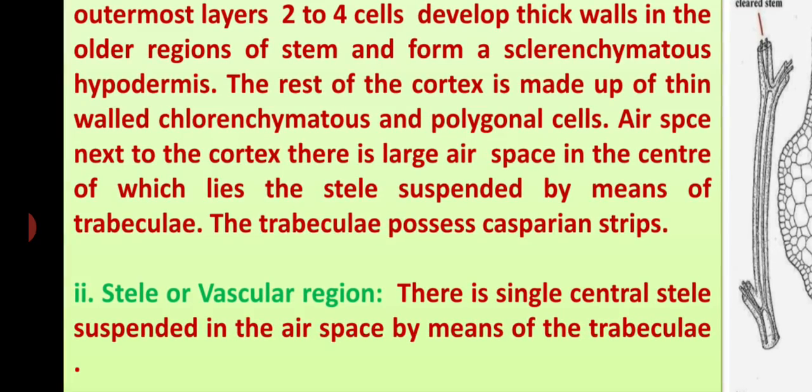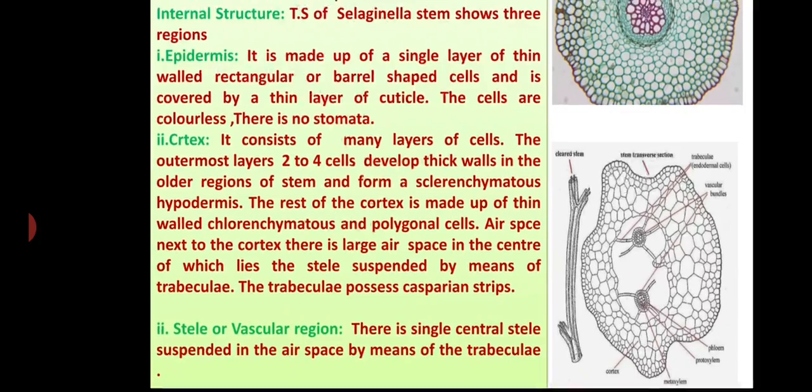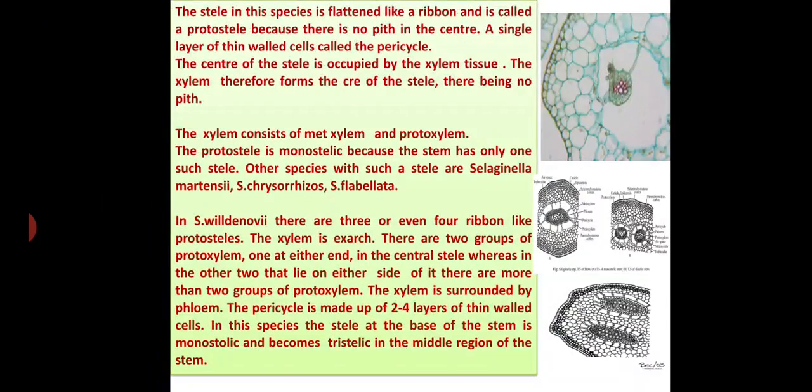The last part is the stele or vascular region. There is a single central stele suspended in the air space by means of the trabeculae. The stele in this species is flattened like a ribbon and is called a protostele because there is no pith in the center. A single layer of thin-walled cells forms the pericycle. The center of the stele is occupied by the xylem tissue. The xylem therefore forms the core of the stele, there being no pith. The xylem consists of metaxylem and protoxylem. It is monostelic because the stem has only one such stele.